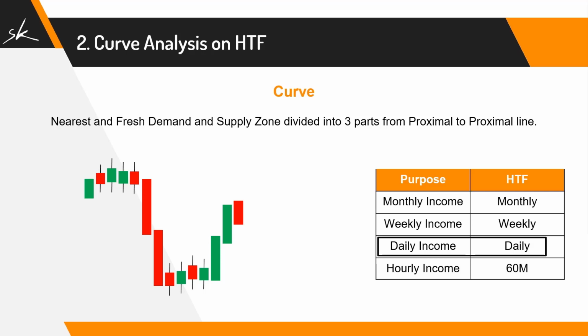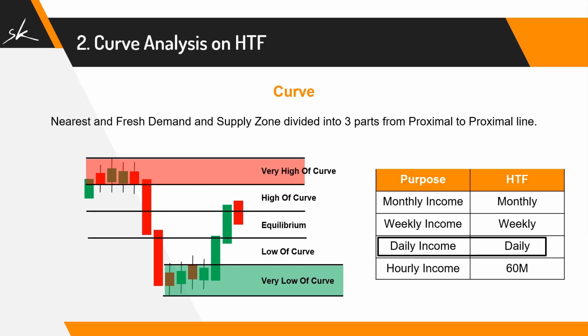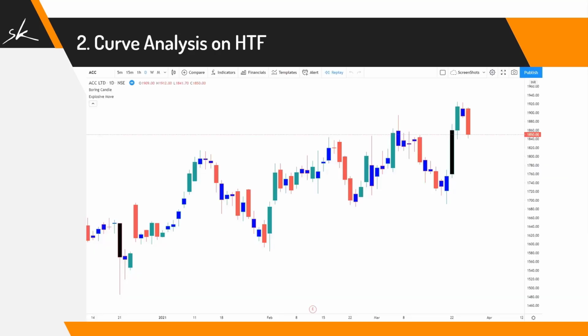Therefore, for curve analysis, we will go to the daily chart, look up and identify nearest and fresh supply zone, and similarly look down and identify nearest and fresh demand zone. Next, we will divide the area between the proximal lines into 3 equal parts. This completes our curve analysis.